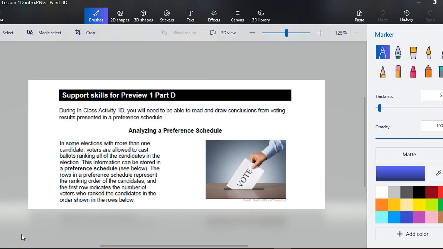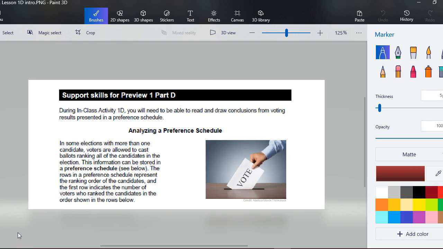So welcome to Lesson 1D. During the in-class activity 1D, you'll need to be able to read and draw conclusions from voting results presented in a preference table. Make sure you have printed the worksheet for this 1D, and let's get started.